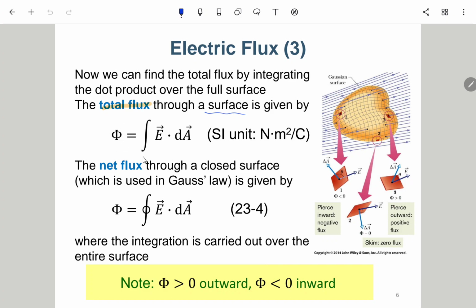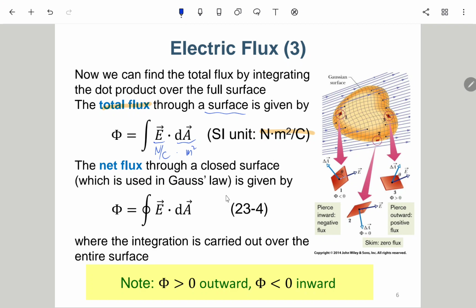Phi equals the integration of E dot dA. And then the SI unit for phi will be this one. If you still remember, the SI unit for E is N over C, and this is the area vector, so the SI unit will be m squared. So the overall SI unit will be N m squared over C, or something like this.